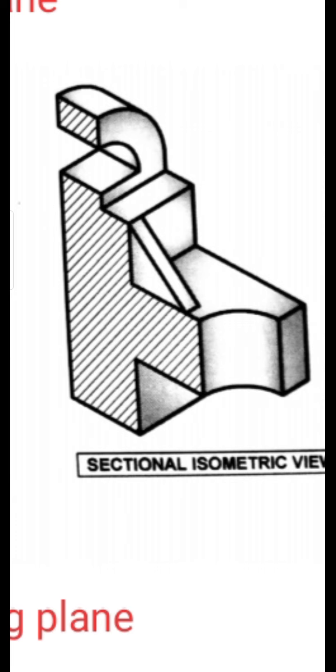Now we'll see what is meant by the hatching lines. These are the lines you get when you cut the object with a hacksaw. Already you have worked in the workshop in the first semester, correct? When you cut the object by the hacksaw, it creates an impression on that part. It may be a wooden part, it may be an iron part, fine. That impression is called the hatching line. All these inclined lines are called the hatching lines.